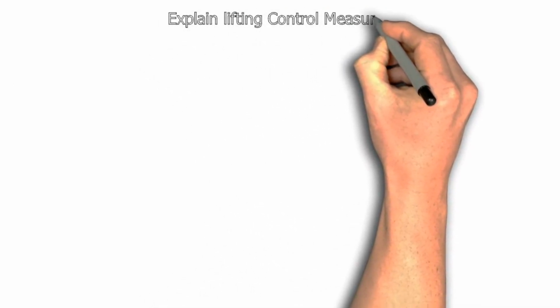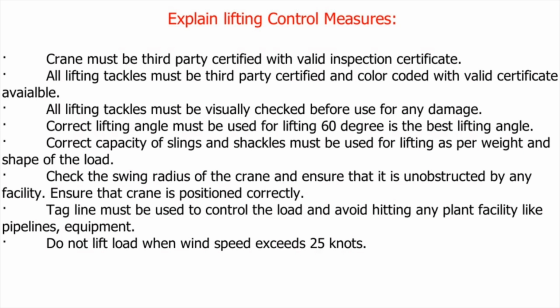Explain lifting control measures. Crane must be third-party certified with a valid inspection certificate. All lifting tackles must be third-party certified and color-coded with a valid certificate available. All lifting tackles must be visually checked before use for any damage. Correct lifting angle must be used for lifting. 60 degrees is the best lifting angle. Correct capacity of slings and shackles must be used for lifting as per weight and shape of the load.